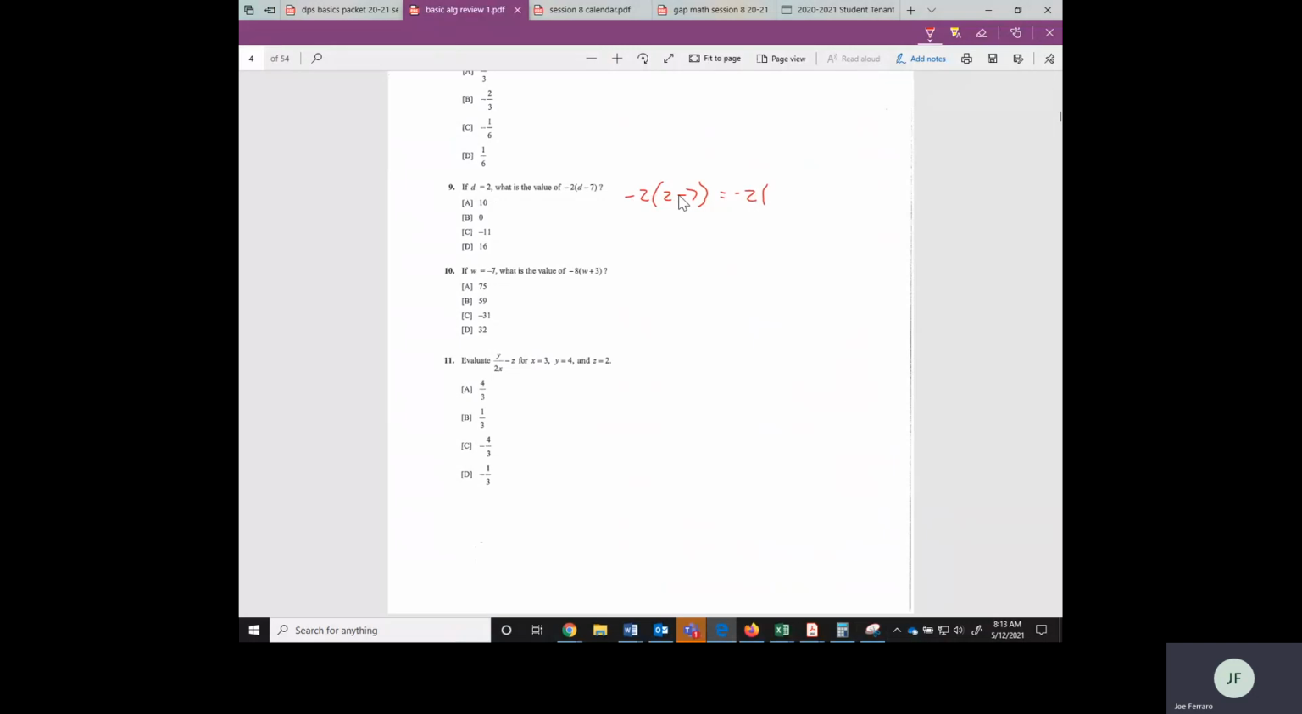You either might know this, otherwise use your calculator. 2 minus 7 is -5. And now go -2 times -5. A negative times a negative is positive. 2 times 5 is 10. Answer is 8.